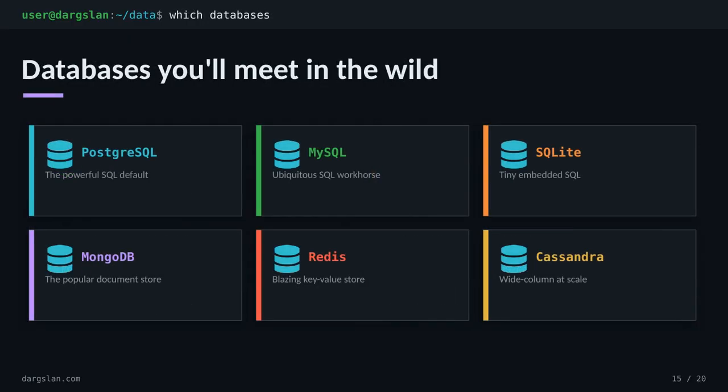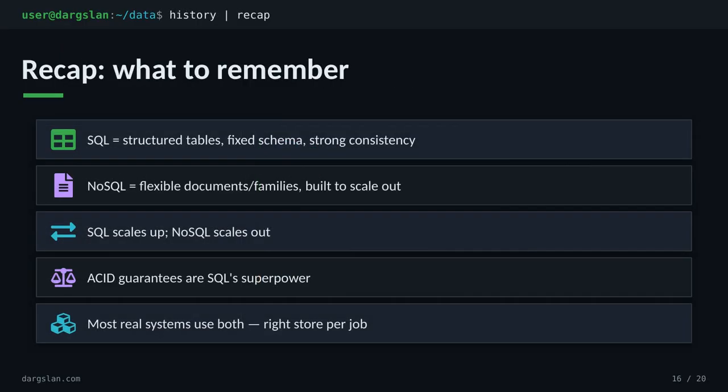With the fundamentals in place, let's put names to faces. These are the databases you'll actually run into out there. On the SQL side, PostgreSQL is the powerful default for serious applications. MySQL is the workhorse you'll see behind countless websites, and SQLite is the tiny embedded engine quietly living inside your phone and browser. On the NoSQL side, MongoDB leads the document world. Redis is the blazing fast key-value store people reach for as a cache, and Cassandra handles wide-column data at massive scale.